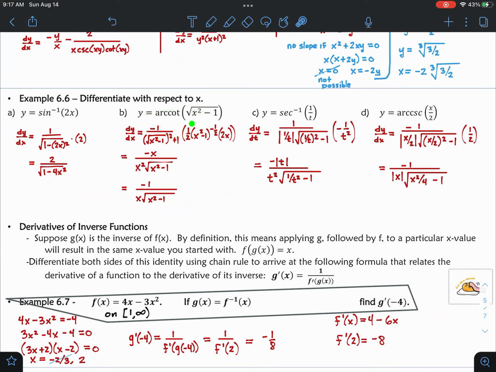Similar here for arc cotangent. We see this crazy radical in place of where typically there is an x, and then I'm multiplying by the derivative of this radical, which is double chain rule.